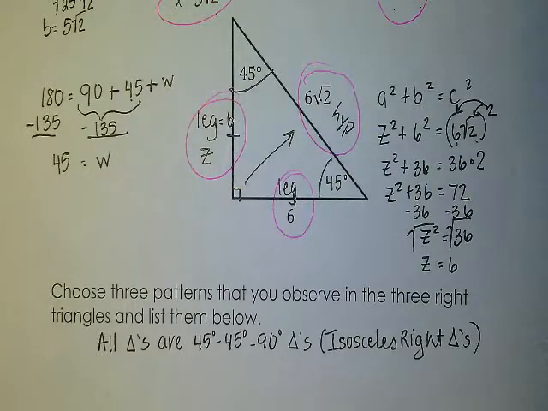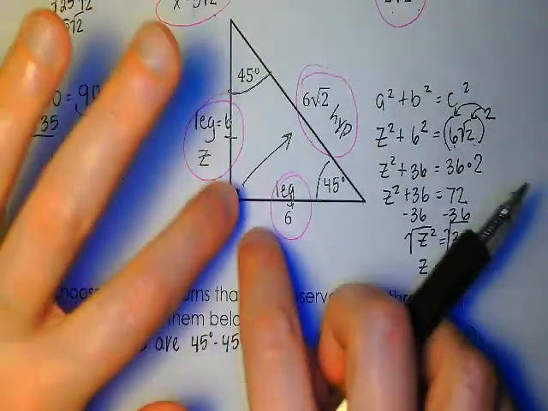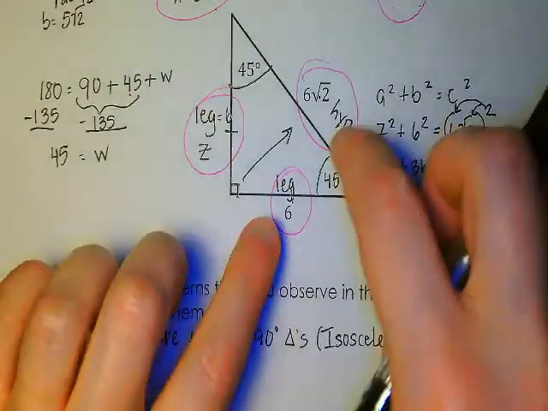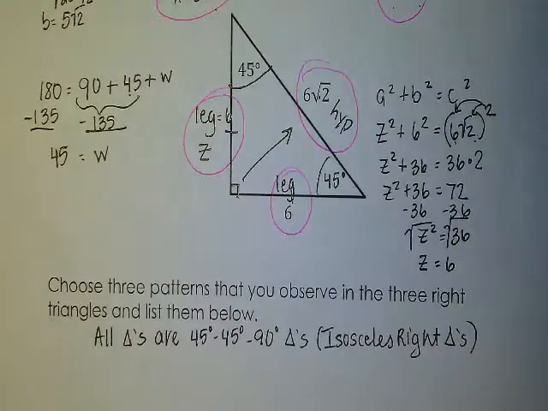Okay. You'll notice that the instructions at the bottom of your guided note sheet ask you to choose 3 patterns that you observe in the 3 right triangles and list them below. I want you to come up with 3 patterns that you notice. I would, as a hint, tell you to look at the legs, compare the legs to each other, and then compare leg to hypotenuse, and then hypotenuse back to leg. Tomorrow in class, we're going to go over those 3 patterns that you observed, and we will practice using them.